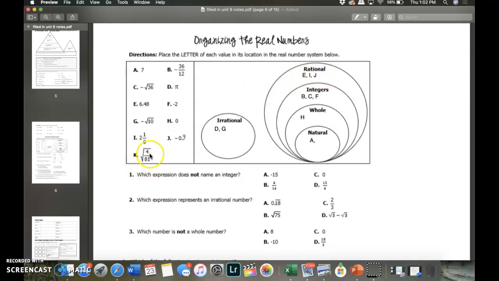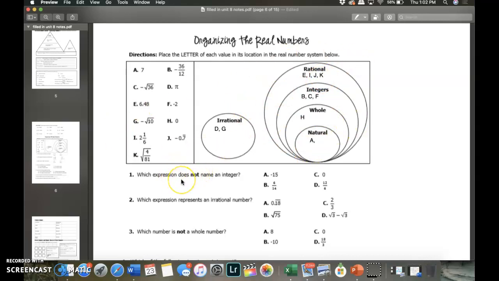And then the square root of 4/81. Now we talked about this, maybe not. Maybe we're getting ready to. I don't remember. But whenever you have a fraction underneath the radical, you take the square root of both the numerator and denominator. So what is the square root of 4? It's 2. What's the square root of 81? 9. So that's going to be 2/9. Well, anything that you can write as a fraction or a ratio is going to be rational. So K goes up here as well. And we're done with this section.